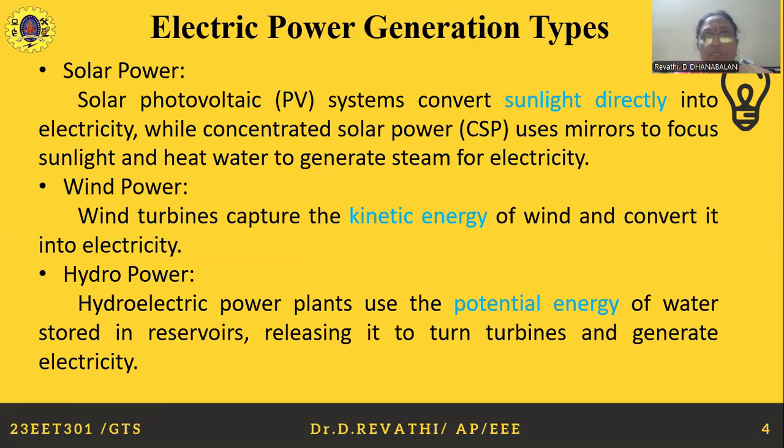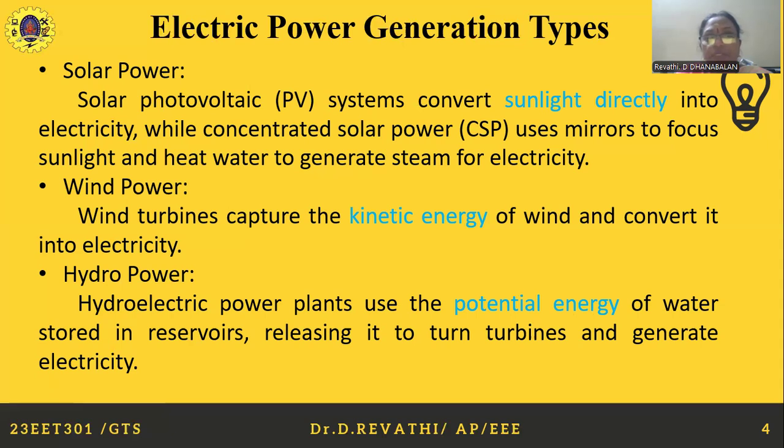Next, as already discussed, a power system converts one form of energy into another form of energy. Here I have listed three powers: solar power, wind power, and hydropower. Solar power is produced by a photovoltaic, or PV, system, which converts sunlight directly into electricity. This we call solar power.